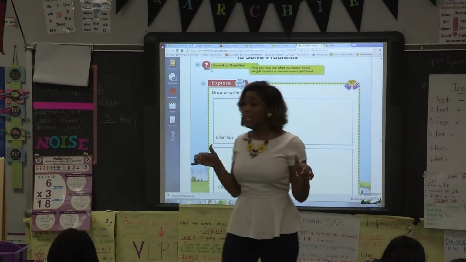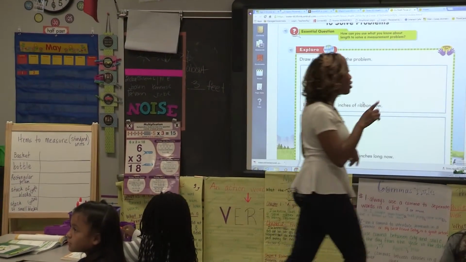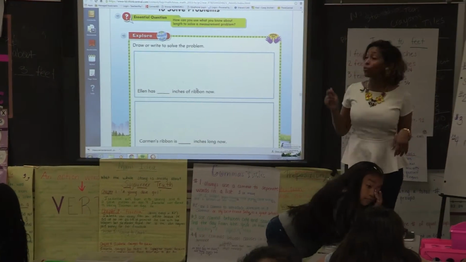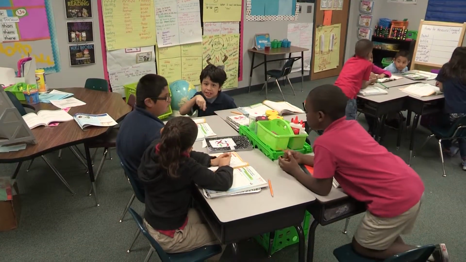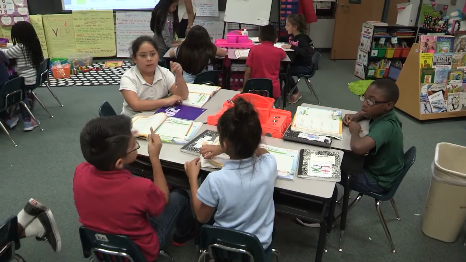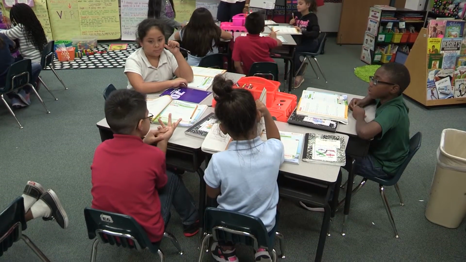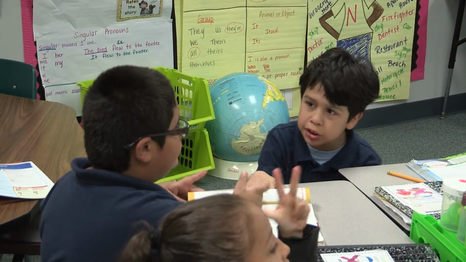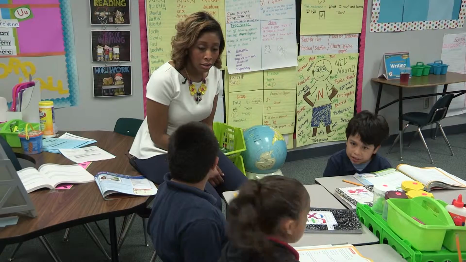I'm going to give you about 2 minutes to turn and talk to your neighbor, your desk mates, about how you think you can use what you know about length to solve a measurement problem. Green light. What do you already know that you can use to give you an answer if you're trying to measure something with length?